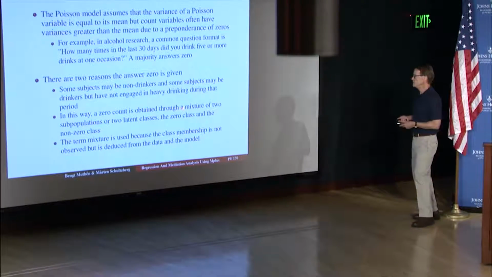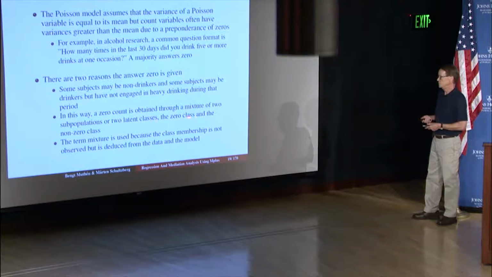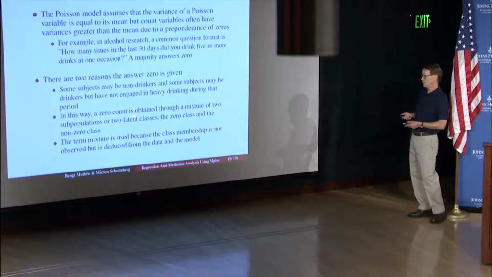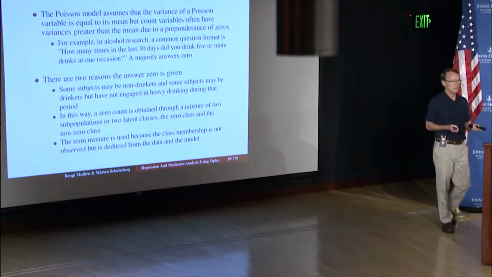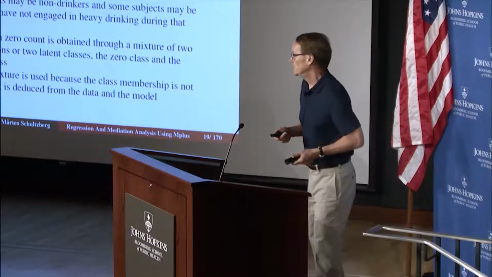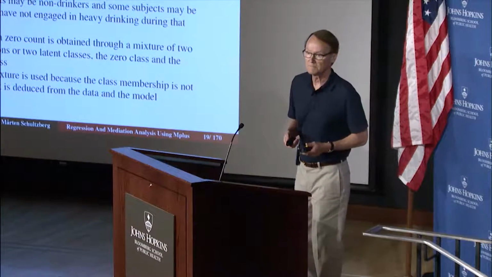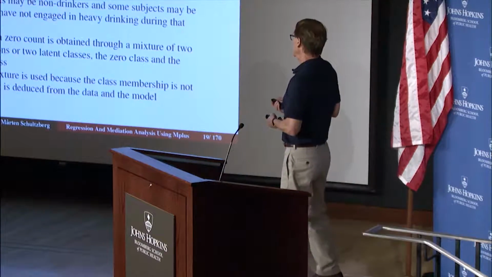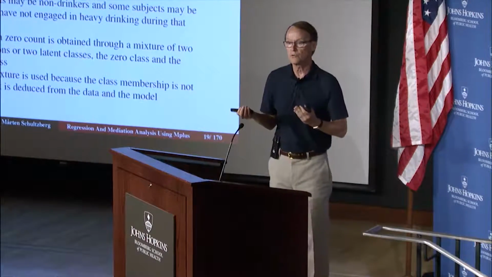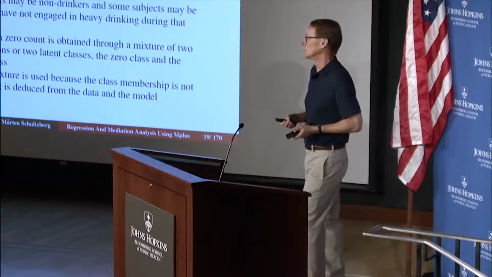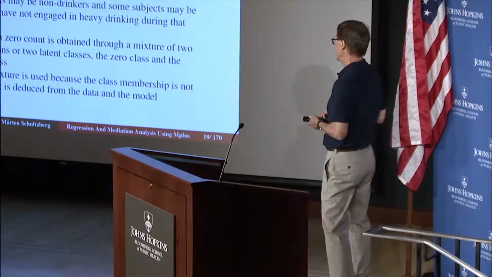We think of that as a mixture of two subpopulations or two latent classes. Those who don't engage in that because they don't drink, and those who happen to not binge drink but actually do drink. Now, we don't know who's who by observing a zero, but by fancy statistical modeling, we can tease it out. So a mixture has to do with latent classes, that is, unobserved group membership. And we're going to try to, by analysis, figure out who's in which group.